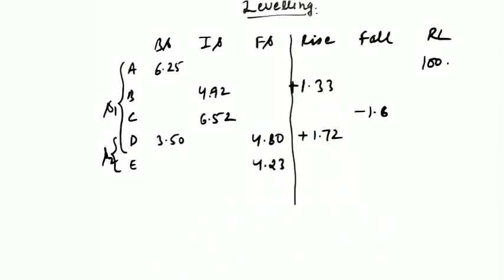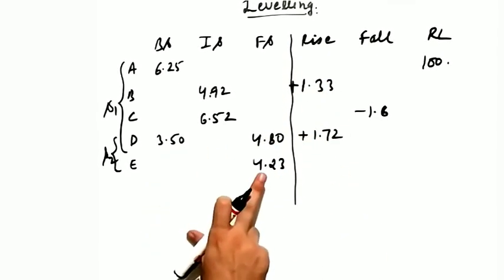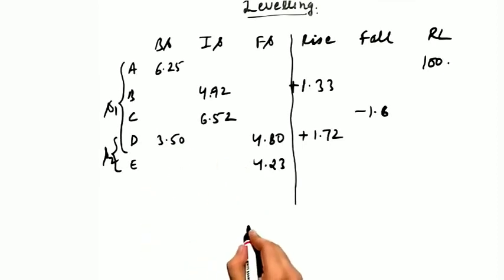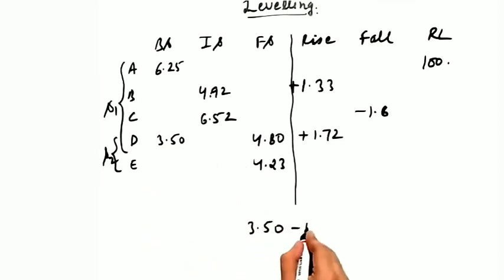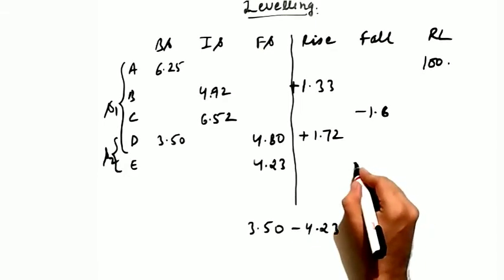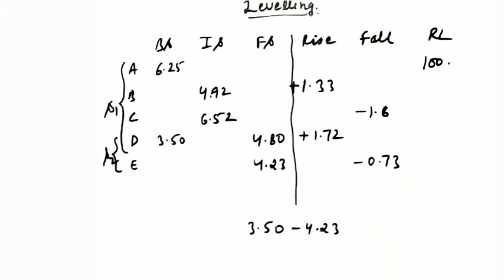Now for the next case, you will have to subtract this from this. This is the new set of readings. So it will be 3.50 minus 4.23. Now it will be a fall. So it will be minus 0.73.